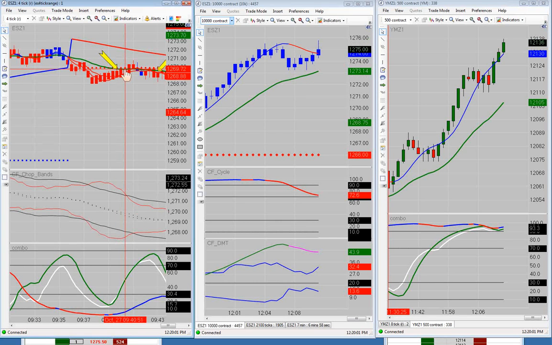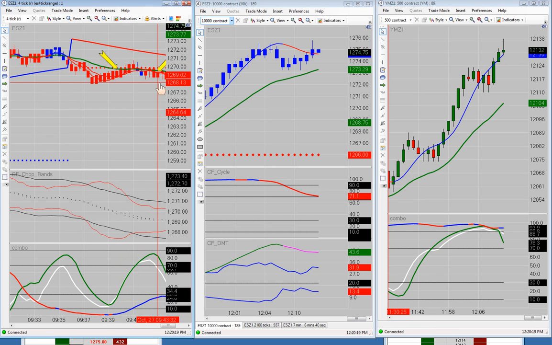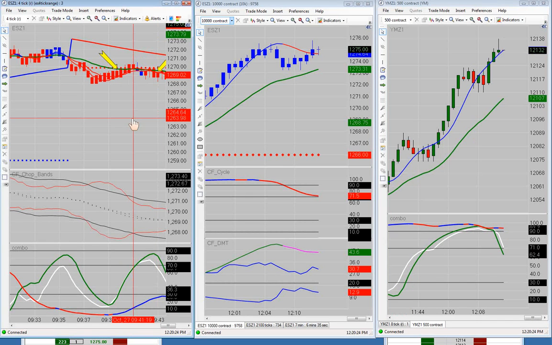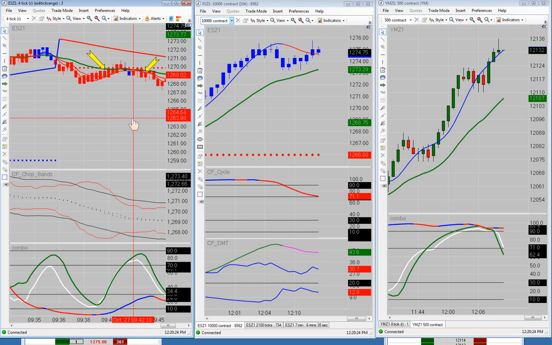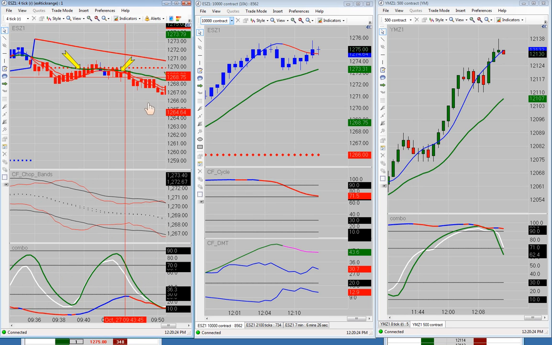We entered it there, and we stayed in the trade until over here. It had gone plus one point in our favor, and so I moved my stop to break even, as I usually do when that happens, and it came back and stopped us out at break even right here before going on to reach the profit target.